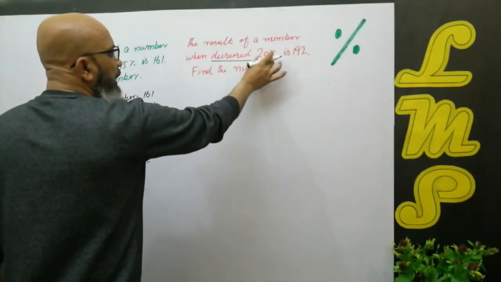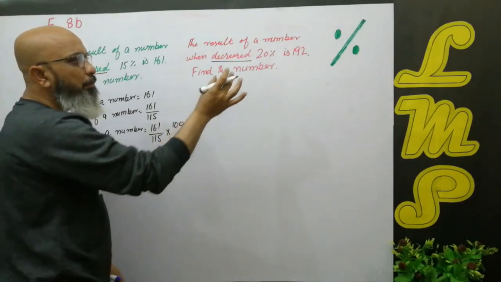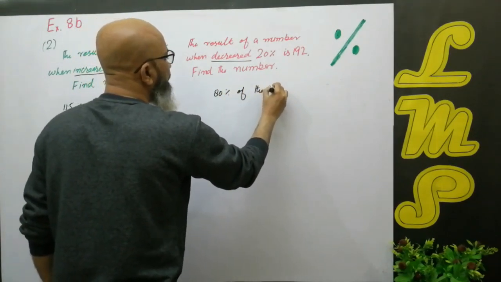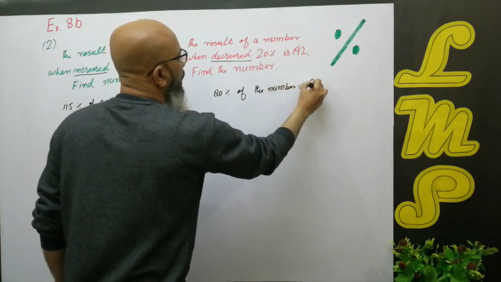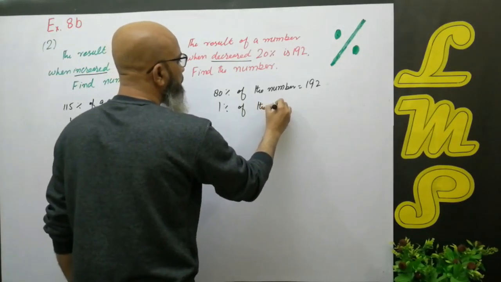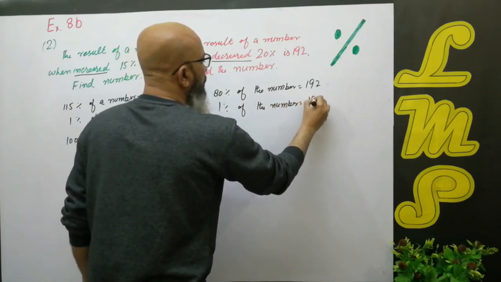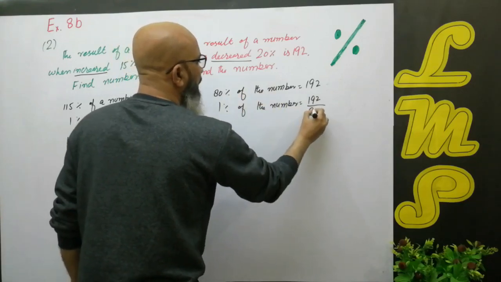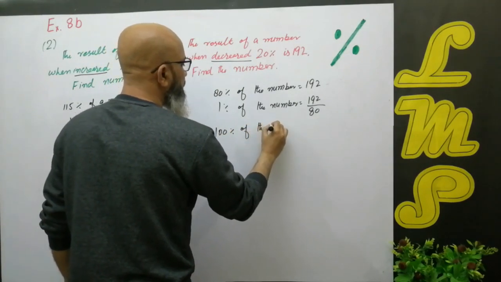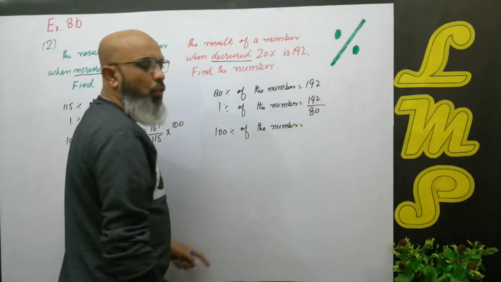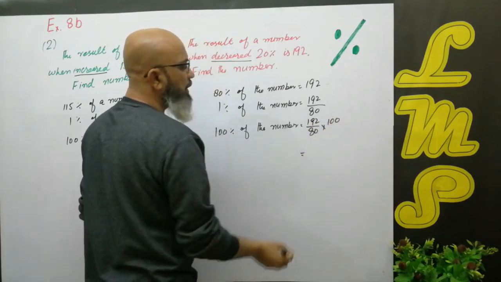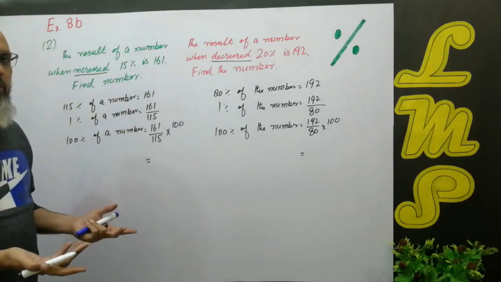In the second question, decreased by 20. So it means 100 minus 20, 80. Means 80% is 192. You will write here 80% of the number is 192. So what will be the next one? You know it very well. 1% of the number is 192 over 80. And what do you have to find? You have to find the 100% of the number. So 192 over 80 into 100. You can simplify this and get your answer. You can do it easily.